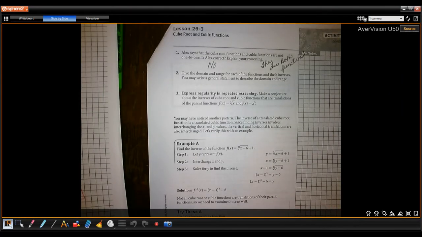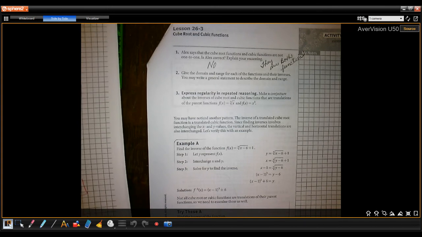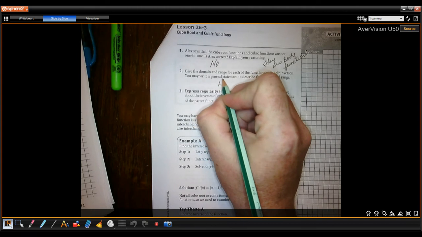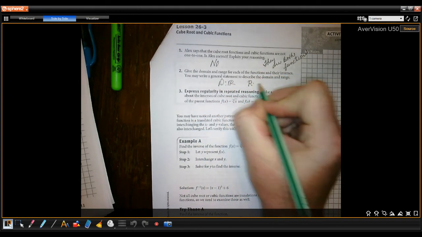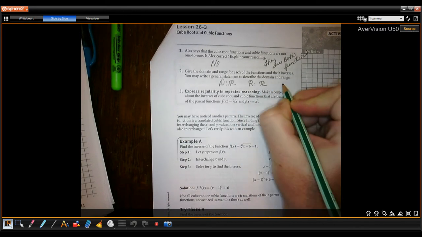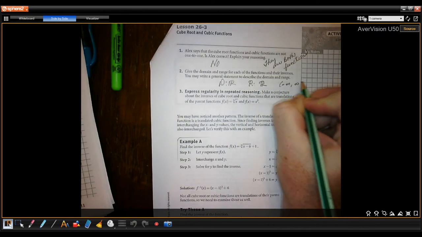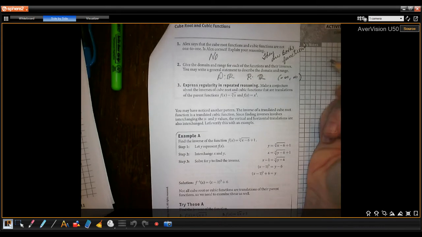Okay, it says give the domain and range for each of the functions and their inverses. You may write in a general statement, describe the domain and range. Okay, so what is the domain and range of each? Domain is all real numbers. Range is all real numbers. Or you can say negative infinity to infinity, whatever you like. Okay, and it's the same, right? You can tell by looking at the picture that double arrows means one or both have to be all real numbers. You can tell from left to right, it's all real numbers. From low to high, it goes on forever.